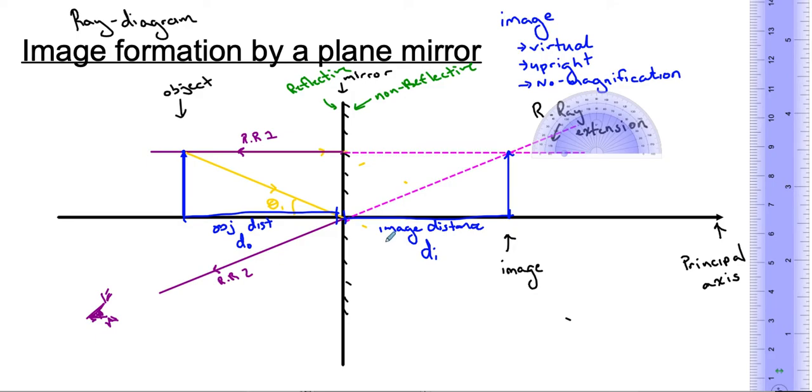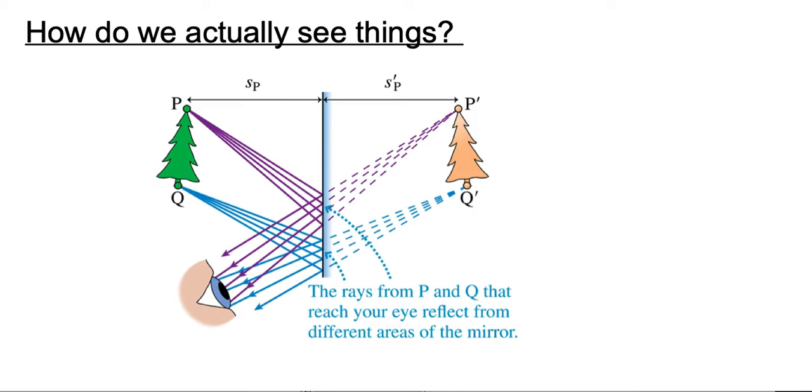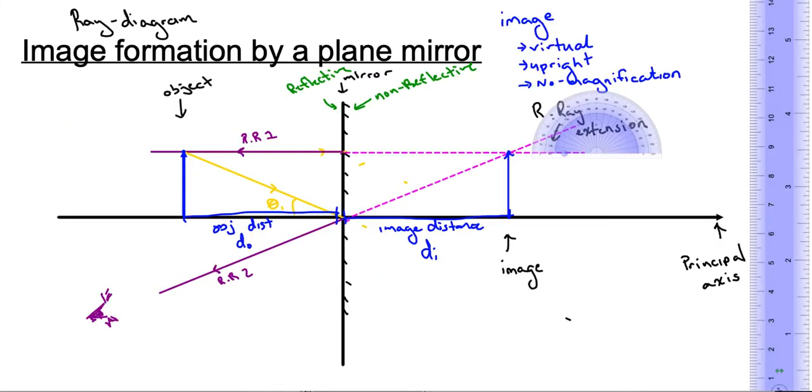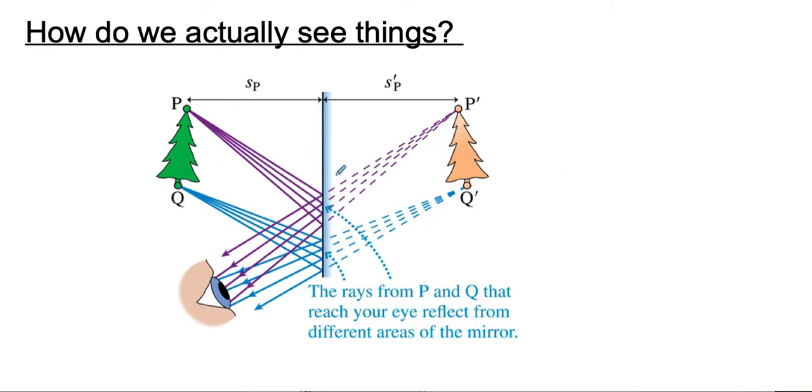Everything appears the same size, however, it appears normally flipped or reversed. You can think of an ambulance. So why does that occur? If we look, you have to remember in this case we only used 2 rays to figure out where our image is formed. In this case we can really look at the fact that there's a lot of rays. It doesn't matter which ray you look at, each ray follows the rule of reflection. The angle in is equal to the angle out.